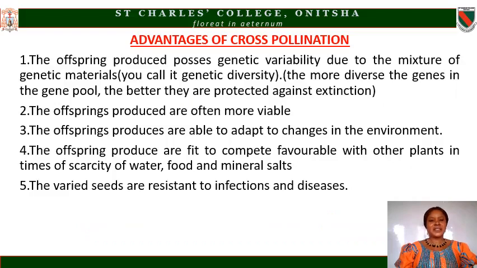Advantages of cross-pollination. Number 1, the offspring produced possess genetic variability due to the mixture of genetic material. You can call it genetic diversity. The more diverse the genes in the gene pool, the better they are protected against extinction. Number 2, the offspring produced are more viable. Number 3, the offspring produced are able to adapt to changes in the environment.